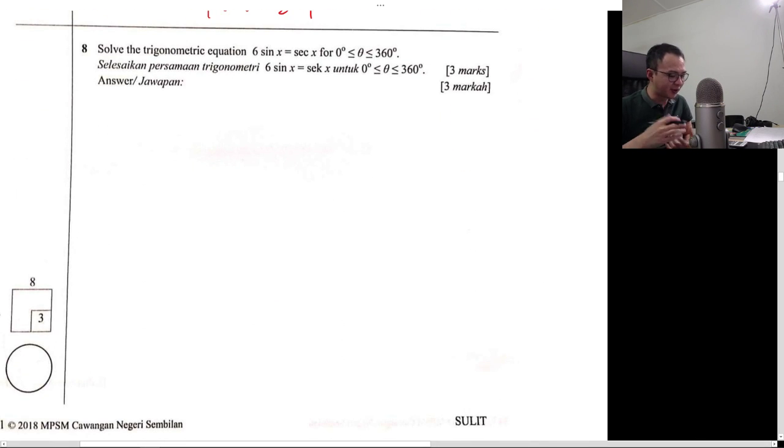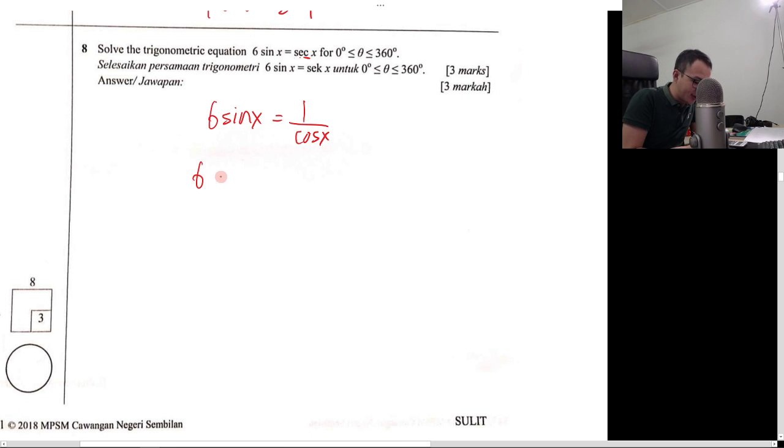Okay, solve the trigonometric equation: 6 sine x plus secant x. So yeah, this one should be quite easy. Secant x, if you do not know what this is, you see the third letter. 1, 2, 3. Third letter is c, right? So it's 1 over cos x. You can always see the third letter to know what it is.